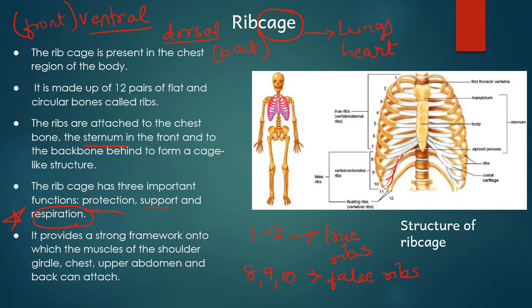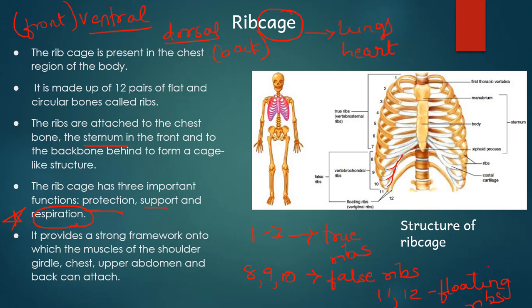Why are they said to be false ribs? Because they are not directly attached to the sternum. Which ribs? 8, 9 and 10. Whereas 11 and 12 are said to be floating ribs. Why floating? Because they are only attached to the vertebral column and not to the sternum.